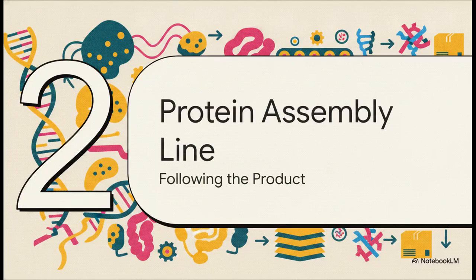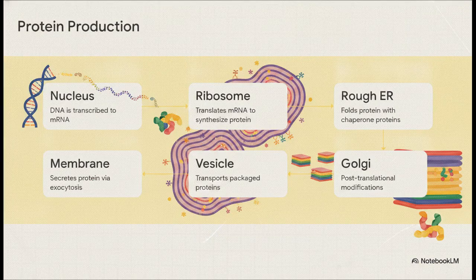Section 2. The Protein Assembly Line. Following the product. Okay, so now that we have our static structures mapped out, let's actually watch this factory in motion and trace a single protein's journey. This is an incredibly high-yield integration concept for essays, by the way. Step 1. The manager copies the blueprint. DNA is transcribed to mRNA in the nucleus.